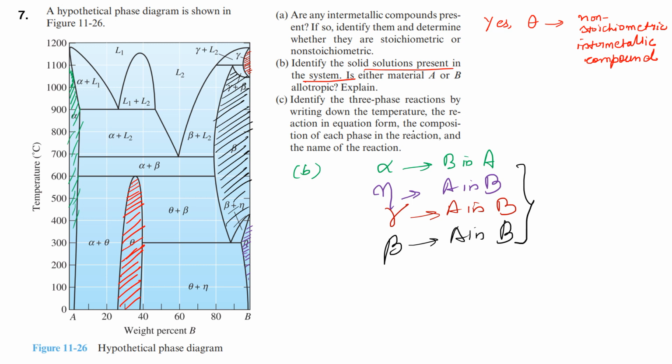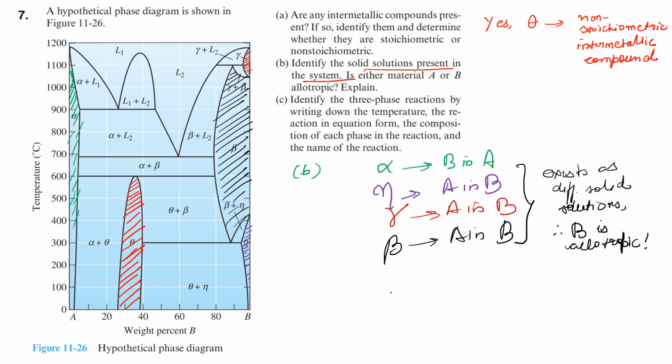Right. So the second part asks, is material A or B allotropic? So material B is allotropic because it is existing, as I said, in 3 different solid solutions. Therefore, B is allotropic in nature because they have different allotropes, different forms for a given formula. Right? So B is allotropic in nature, not A.